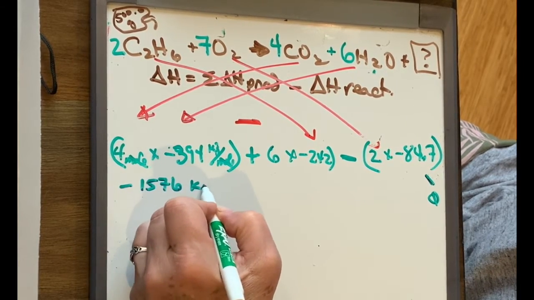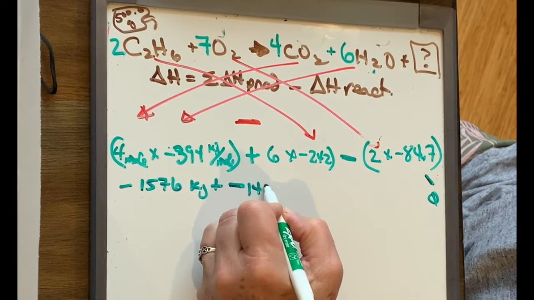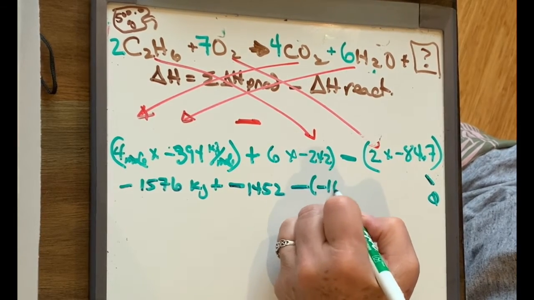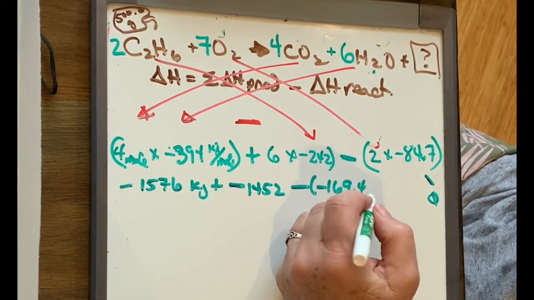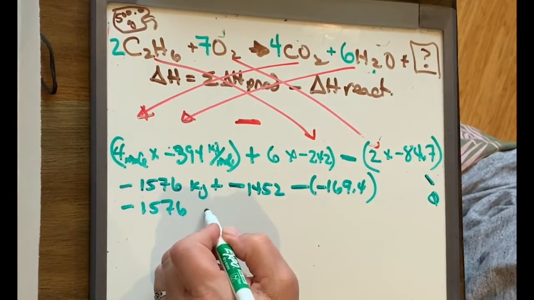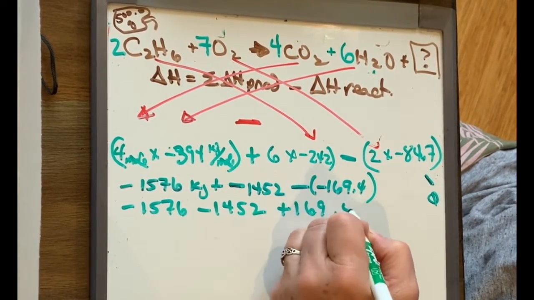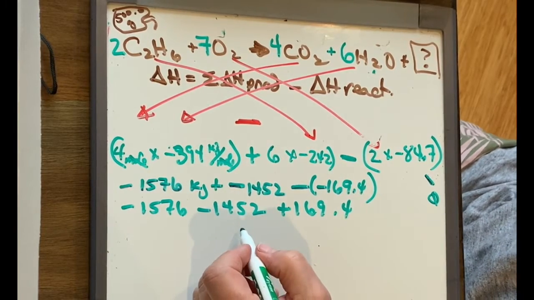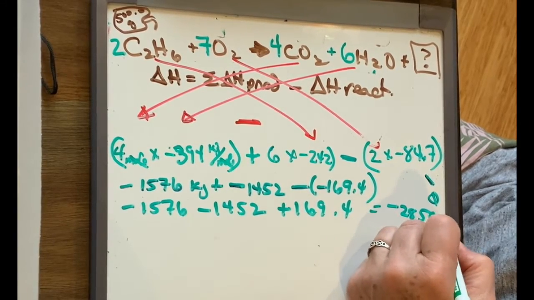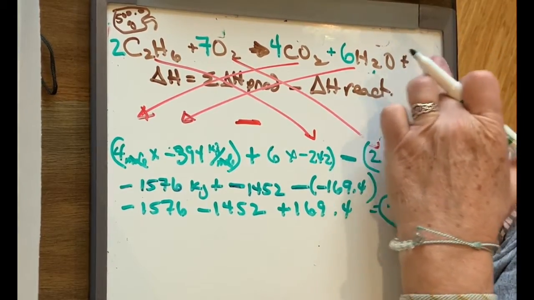1576 kilojoules plus a minus 1452 and minus a minus 169.4. So we figure that out as minus 1576 minus 1452 plus 169.4, and we get a total of negative 2859 kilojoules. Now you'd say, well, is that the answer, Joe? No, that's not the answer.